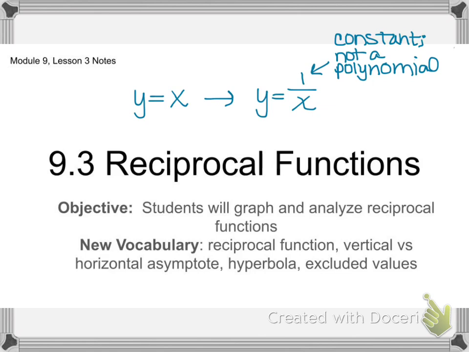When we work in 9.4, we're going to see a polynomial in the numerator and the denominator, which will be a rational function. So we're going to graph and analyze reciprocal functions today, and we just learned what a reciprocal function is, but notice that we're going to be looking at vertical and horizontal asymptotes. And then a new word is this hyperbola, which is going to describe the shape of a reciprocal function. And then we're also going to have to find excluded values.